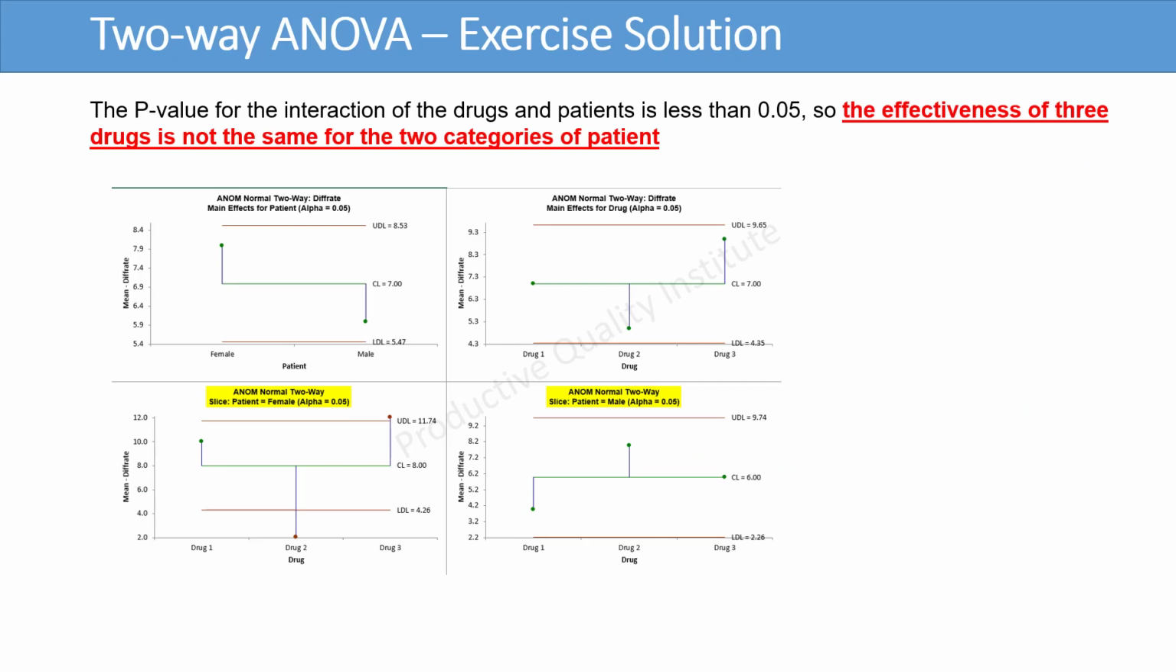The p-value for the interaction of the drugs and patients is less than 0.05, so the effectiveness of the three drugs is not the same for the two categories of patient. This result is very clear in the plot.